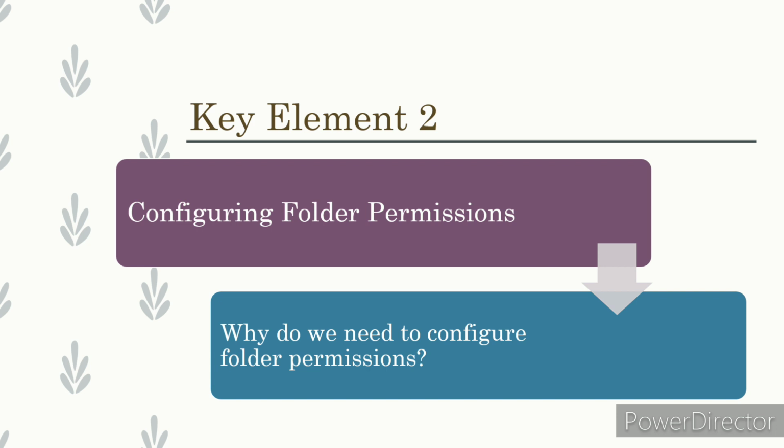The second key element is configuring folder permissions. Why do we need to configure folder permissions? In workplaces, there may be restricted folders or files that only a certain group of people can have access to. This is the principle of information security in the CIA triad called availability. The types of permissions include read, write, read and execute, modify, and full control.